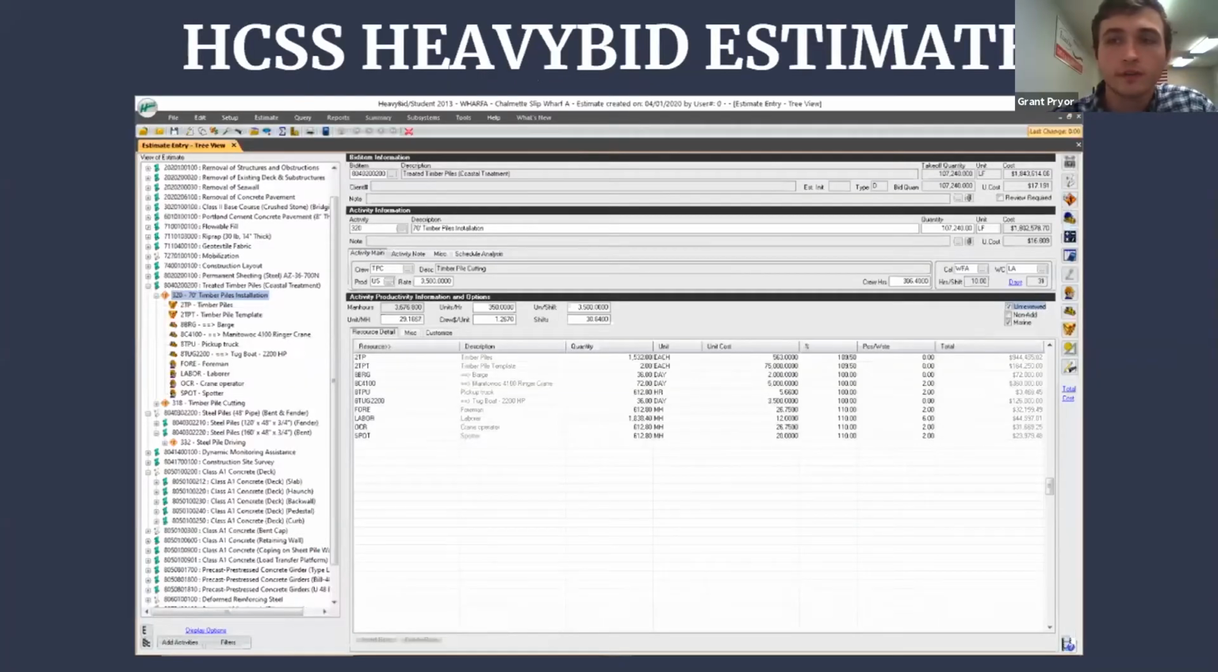So here's a screenshot of our HeavyBid file for our estimate. I have open for you our activity crew for driving our timber piles with our material, our labor, and our equipment quantities and prices. HeavyBid was really useful for this project because it allows us to enter our crew with our equipment and our labor information for a particular item, and then we can just enter our production rate after that, and it will provide us with our total cost and our unit cost for that bid item.